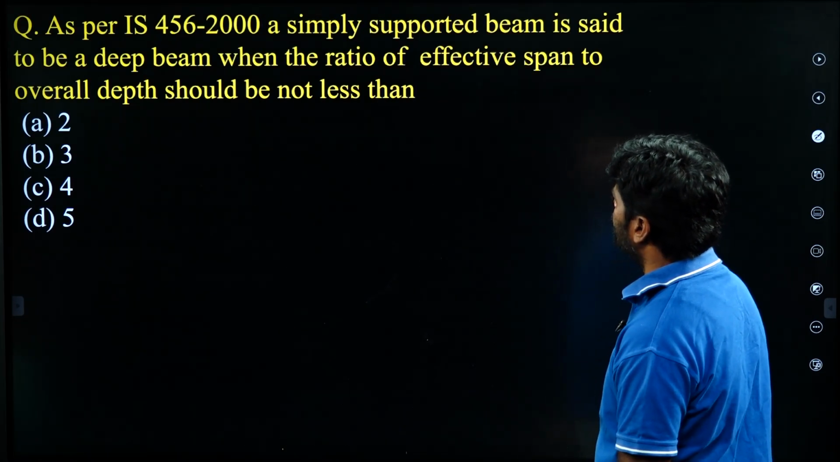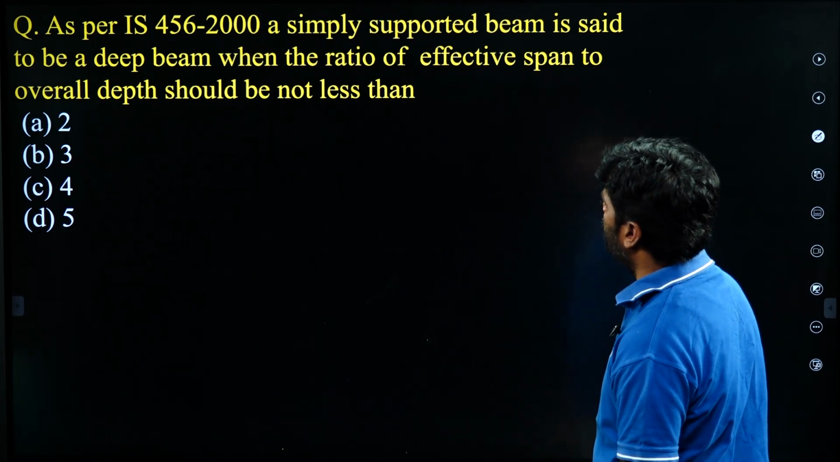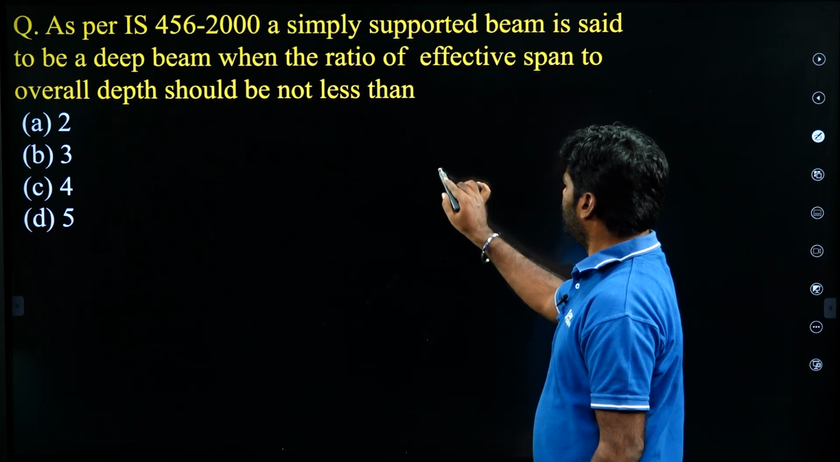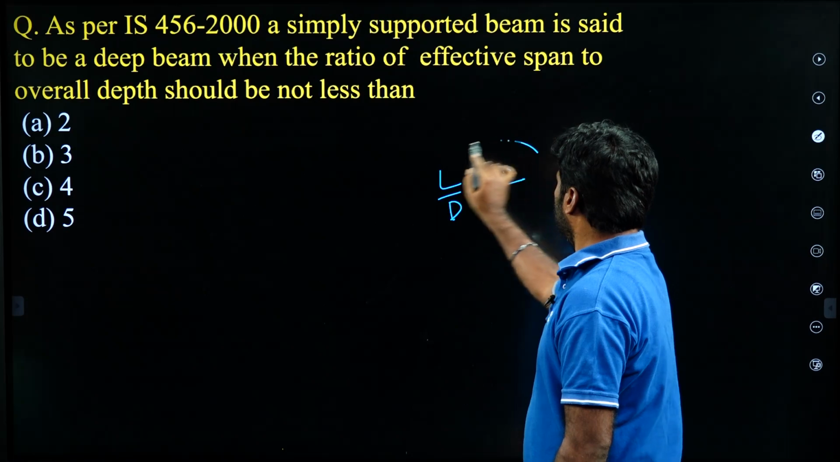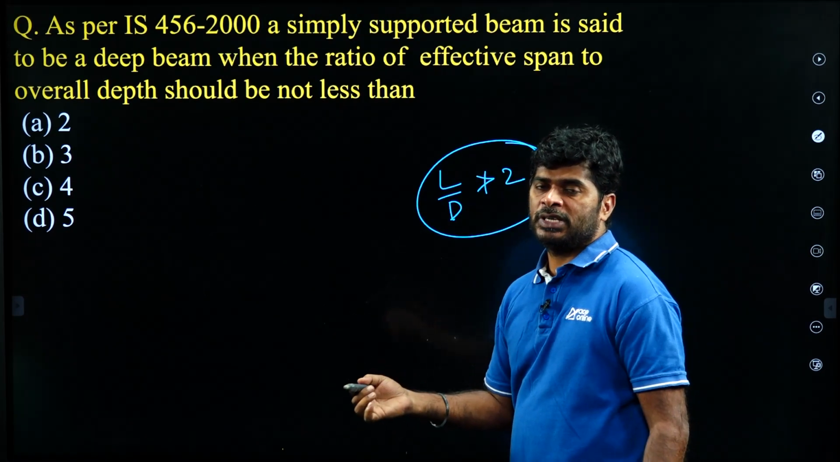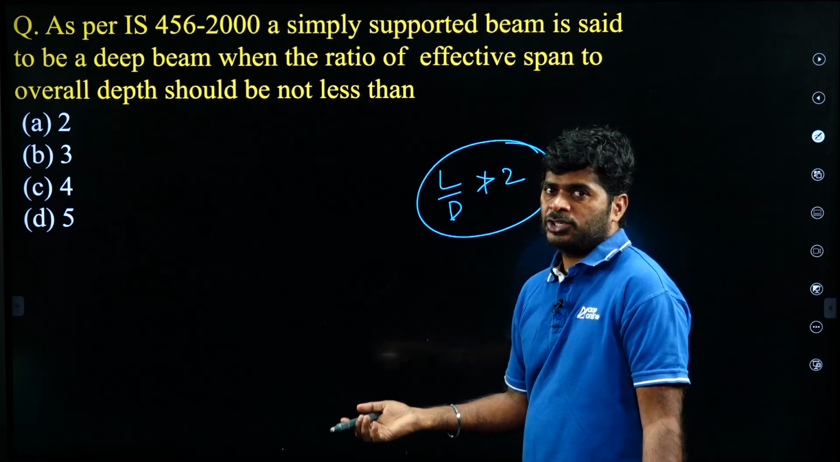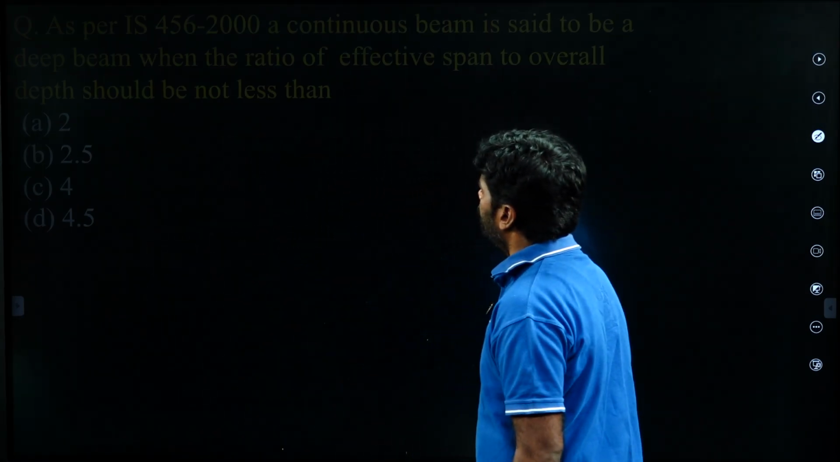As per IS 456-2000, a simply supported beam is said to be a deep beam when the ratio of effective span to overall depth. My dear, for simply supported beam, L by D ratio not greater than 2, then it is a deep beam. Suppose L by D ratio is greater than 2, then it is a shallow beam or normal beam, right. Option A correct.